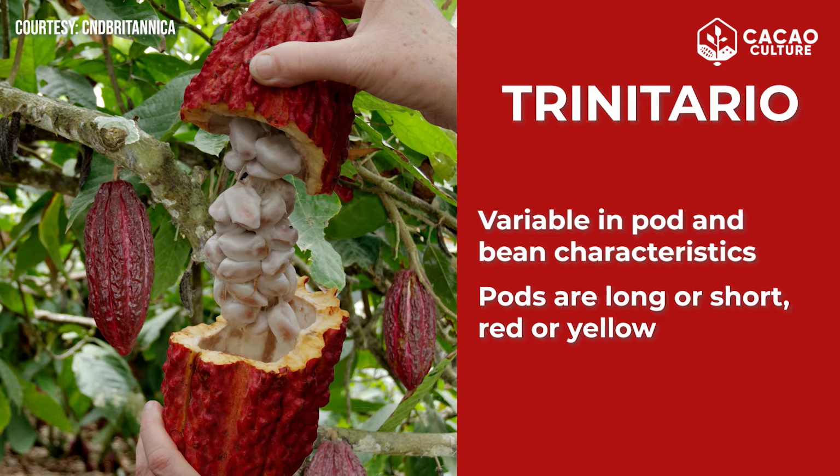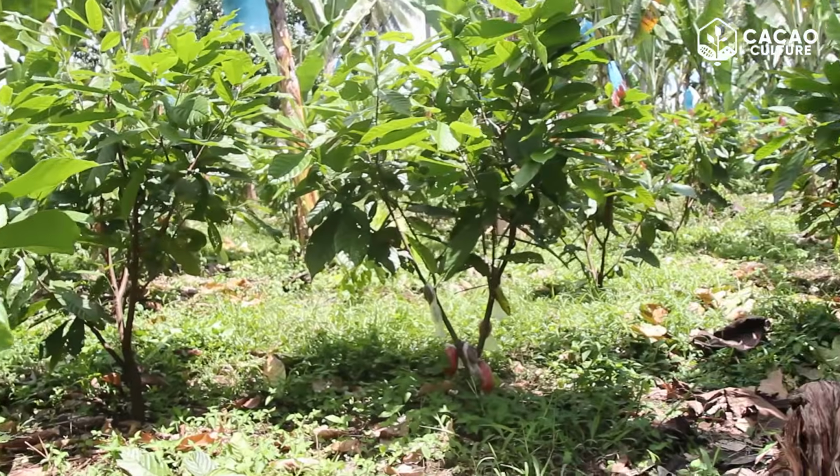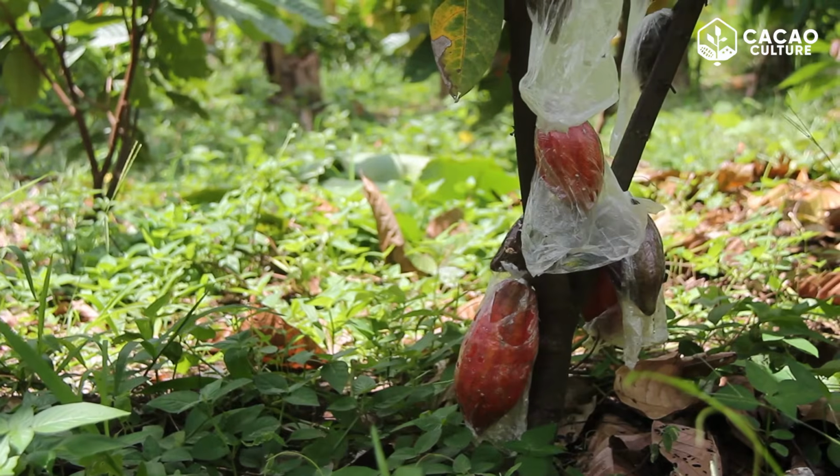The pods of Trinitario cacao, as it is a crossbreed, can be long or short, red, and yellow. Here in the Philippines, ang karamihan ng ating tinanim ay Trinitario varieties. Meron tayong mga pre-approved clones under the National Seed Industry Council in the Philippines.